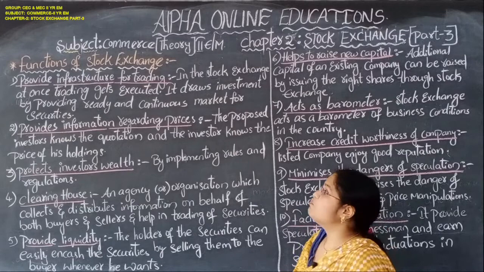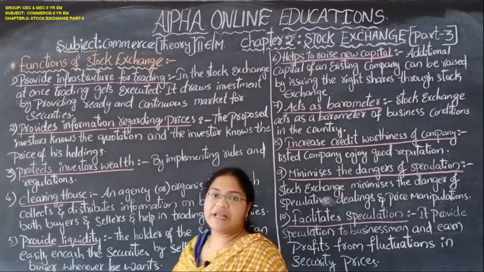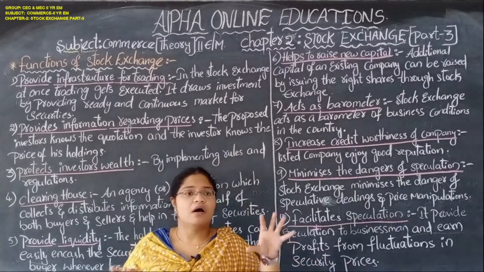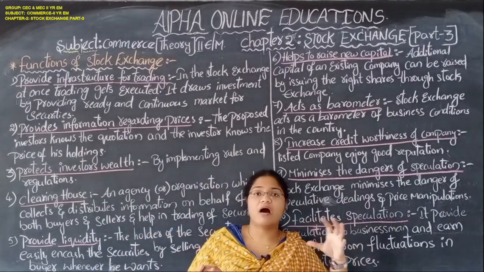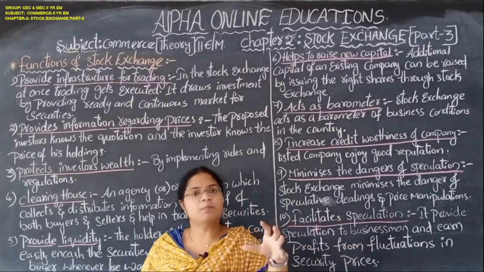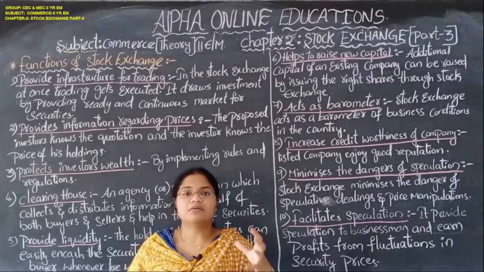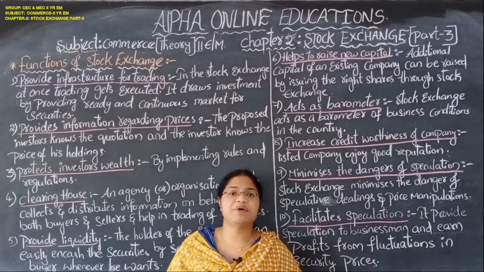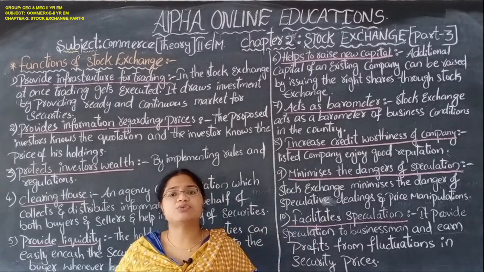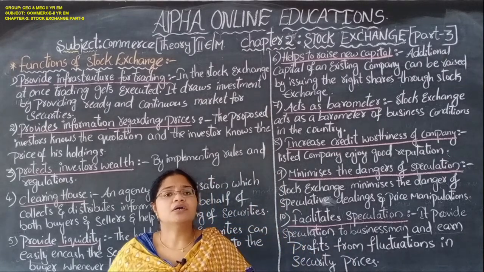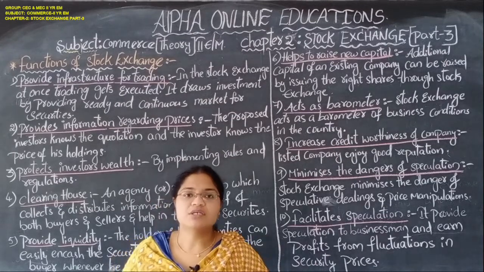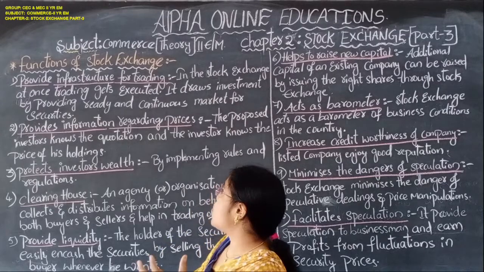The first one: it provides infrastructure for trading. Whatever infrastructure facilities are needed, such as online trading facilities and the brokers required for investors who don't have knowledge regarding investment. These facilities required for the trading of securities on the stock exchange are provided by the stock market.